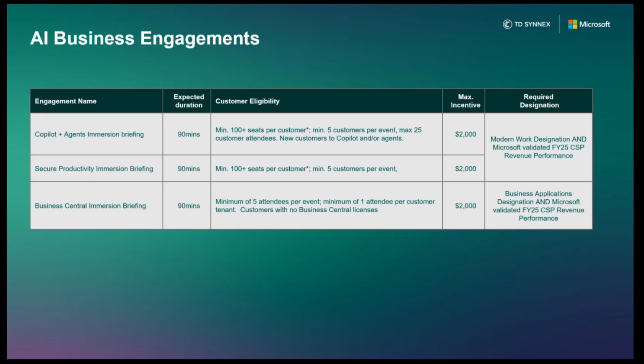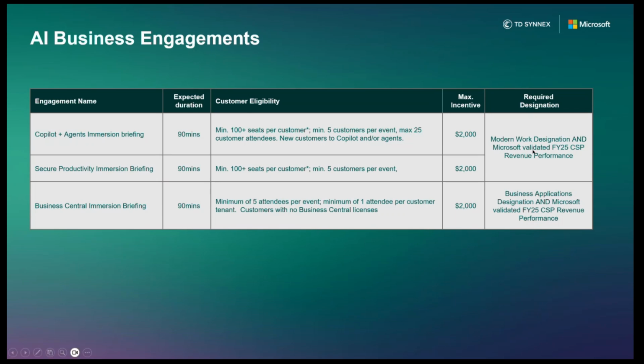So there are 3 immersion briefings. The very first one is Copilot and Agents and security briefing. That is also a webinar, whether you do it virtually or in person, about 90 minutes. You would earn $2,000 per session delivered. Now, this one here, you do need a designation in order to be eligible for this. And you need to be validated or invited by Microsoft to participate in it.